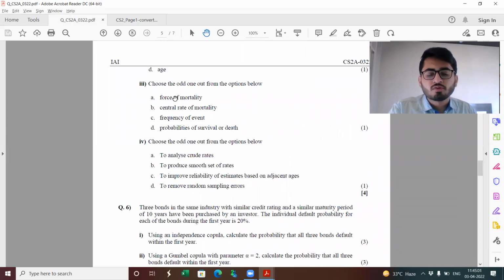Choose the odd one out. Force of mortality, central rate of mortality, frequency of event, probabilities of survival or death. So everything here is with respect to mortality. So option C is the odd one out over here. So it's frequency of event.